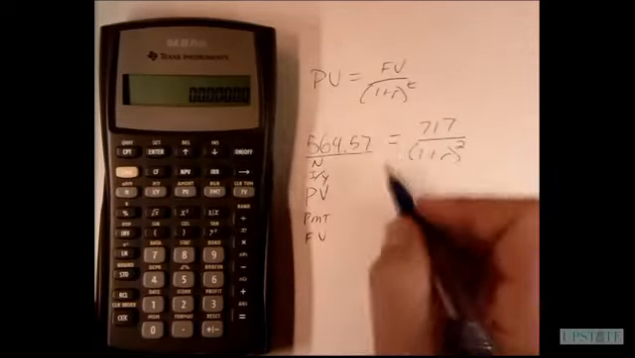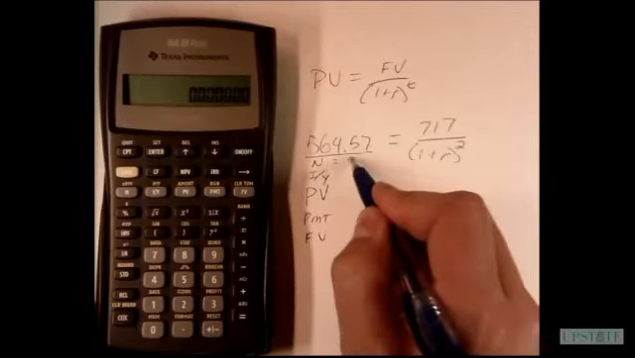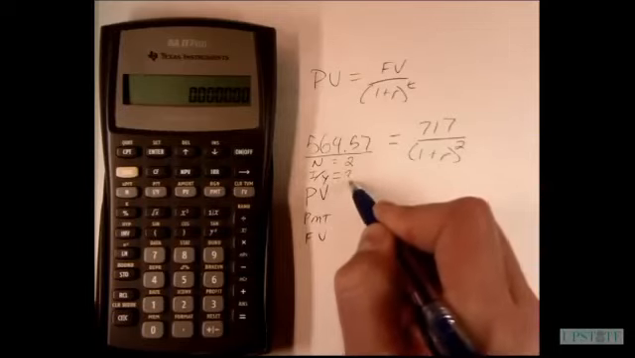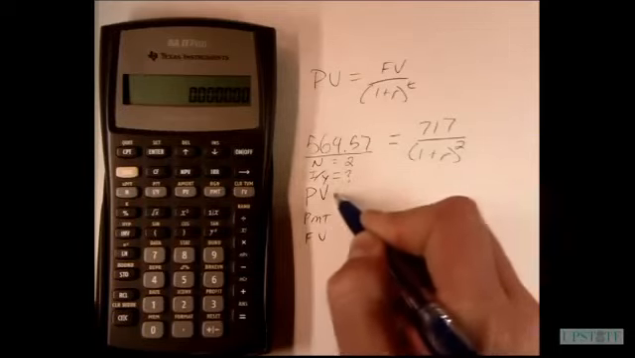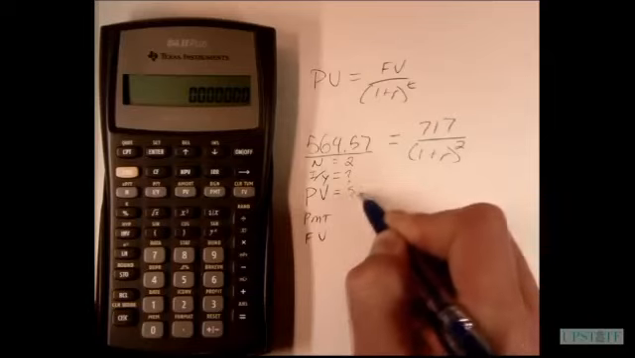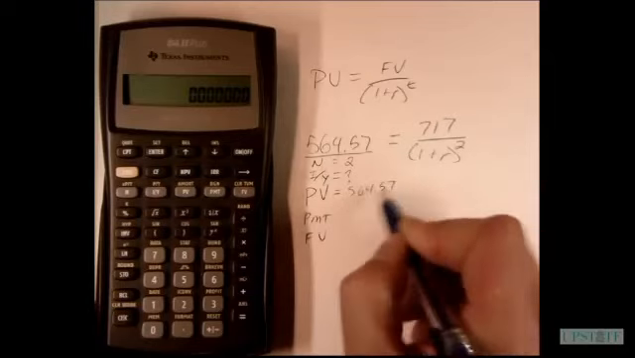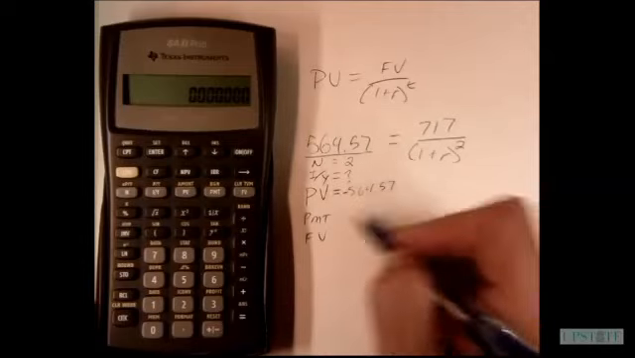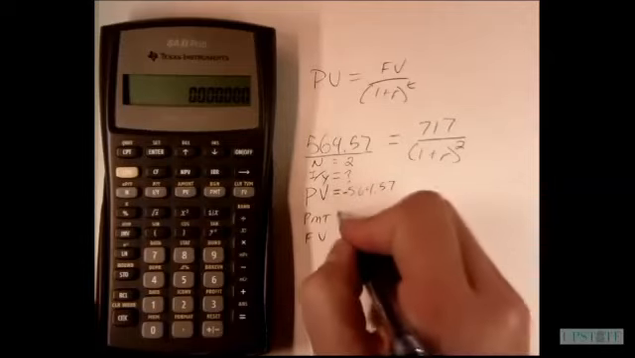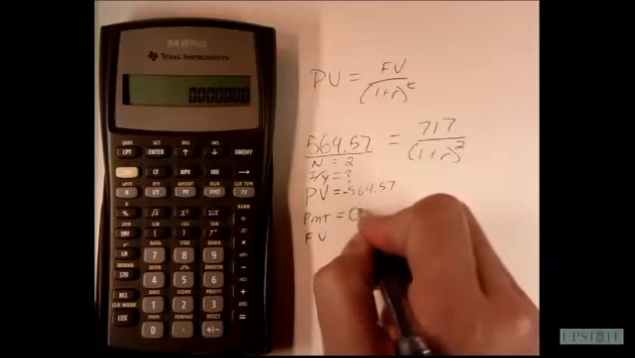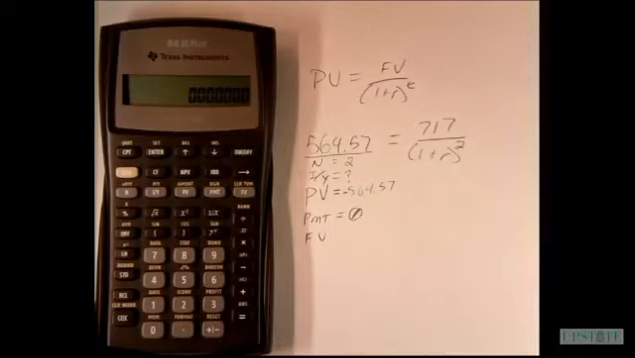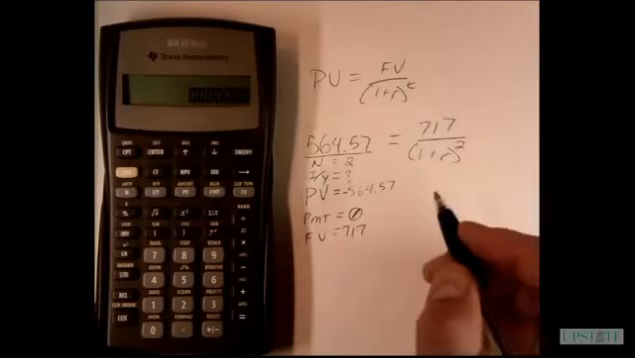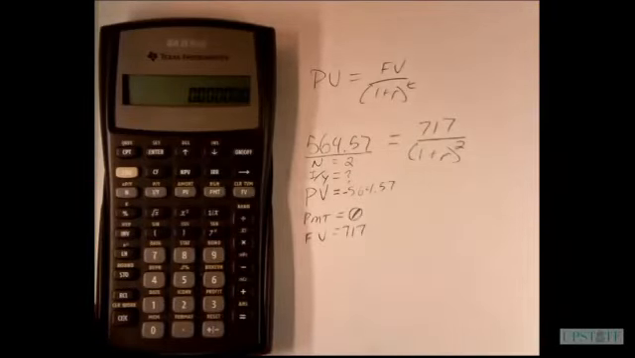So n is going to be how many? N is 2. I over y is going to be what? That's what we're solving for. Present value is going to be 564.57, but that has to be a negative. Remember, we have to put that negative in for present value if we're having a positive future value. Payment is going to be 0, because there are no recurring payments coming, and the future value is 717. So we can just start plugging these things in.